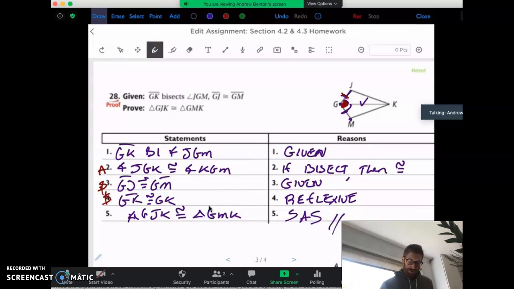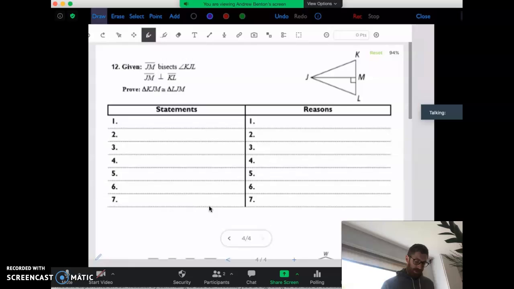So far, 4 minutes. We got one more to do. So let's do this one. JM bisects angle KLJ. Nope. Double check. KJL. So that angle is being bisected.